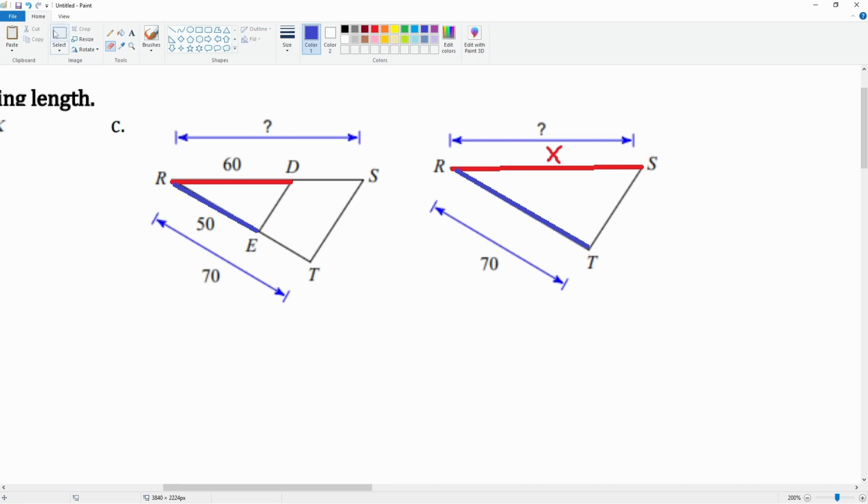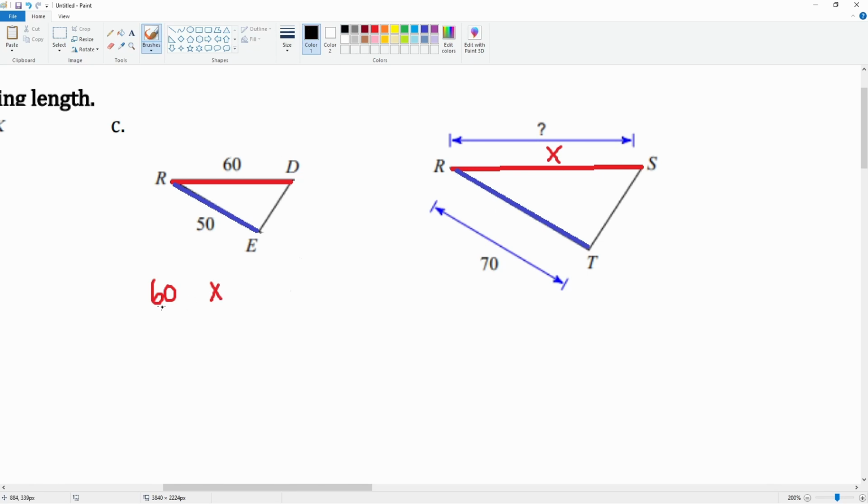Boom. So let me show you by cutting everything off so you can see it. You should have two triangles, the smaller one and the bigger one. There you go. Okay, so now we can set up our proportion. We have 60 and x, red on top, and blue on the bottom, 50 and 70. Okay, cross multiply.